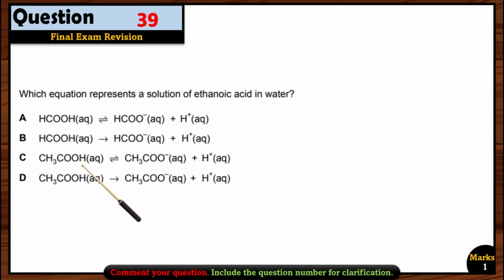So C and D, both options are the same except for this reversible symbol. The reversible symbol is right for this equation, because when weak acids dissociate into ions, it's a reversible reaction. That's why option C is the correct option, not the D one.